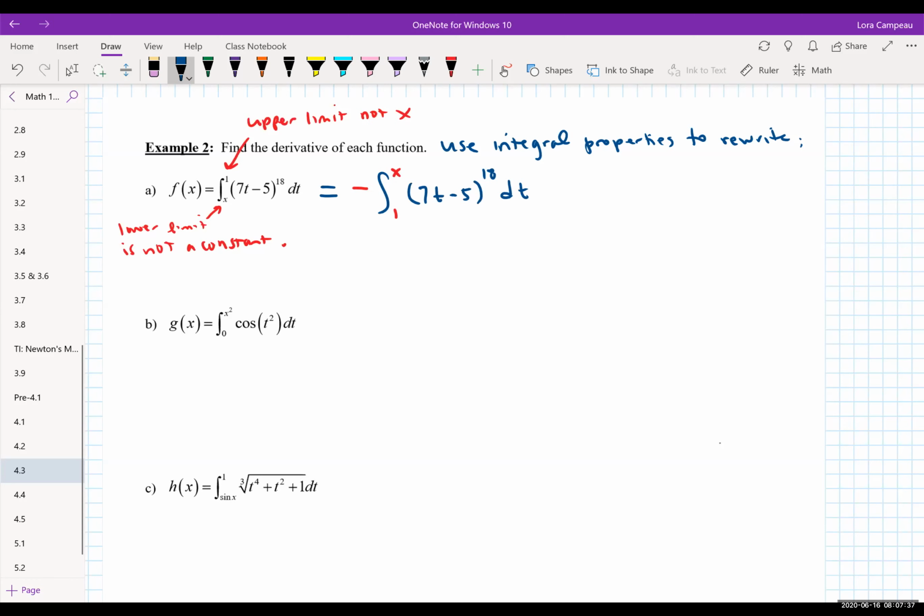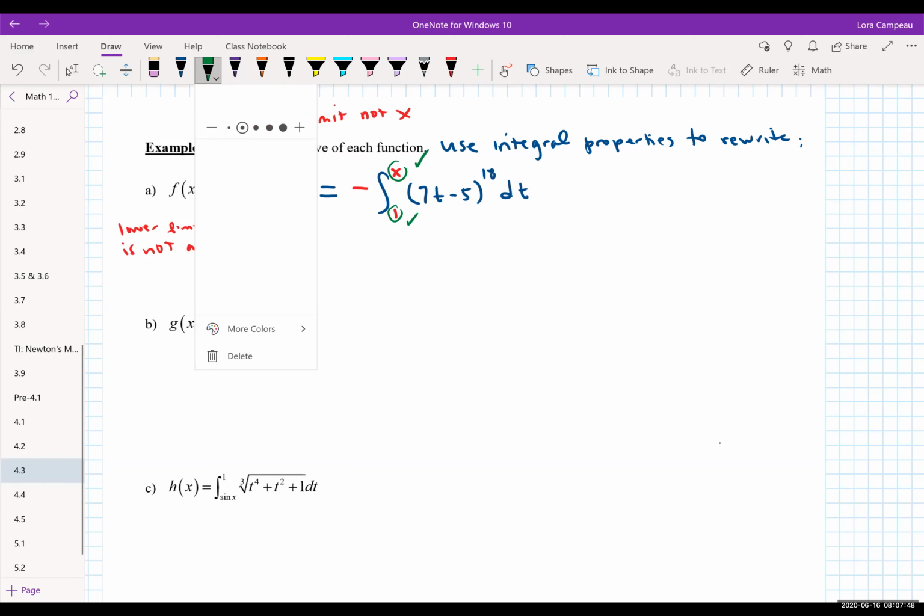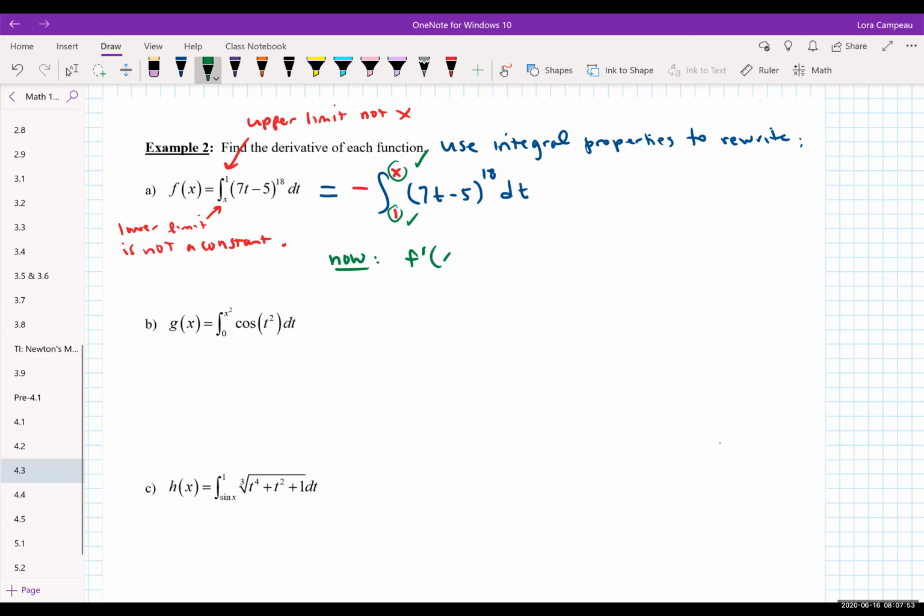And now that it's in the format, again, upper limit x, check. Lower limit constant, check. Now when we want to take the derivative, we can say f prime of x gives us, now keep in mind, I'll try to color code it just a little bit, the actual integrand. So remember, if you take the derivative of a constant times something, the constant is always pulled out first, so that's where the negative sign's coming from.